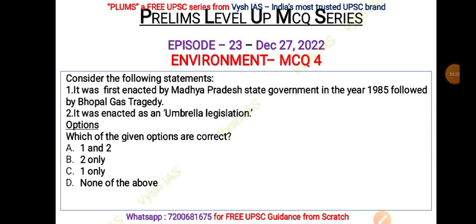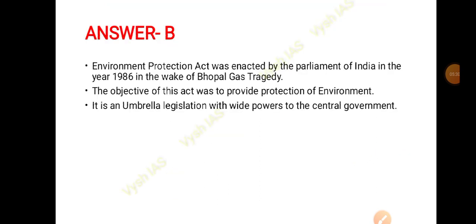So the answer is actually B. The Environment Protection Act was enacted by the Parliament of India, not the state government of Madhya Pradesh, in the year 1986. The second statement was actually correct. It was enacted in the wake of the Bhopal gas tragedy, which happened in Madhya Pradesh, obviously in Bhopal. The objective of this act was to provide protection to the environment, and it was enacted as the umbrella legislation. It gave wide powers to the central government under this act.